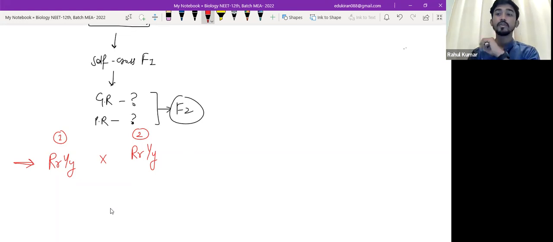We have not come to the law yet. I will tell you what the law is. First, we are learning a dihybrid cross. This is called inheritance of two genes that we are studying.